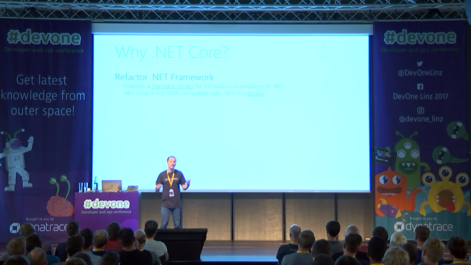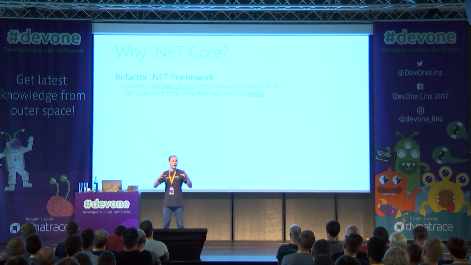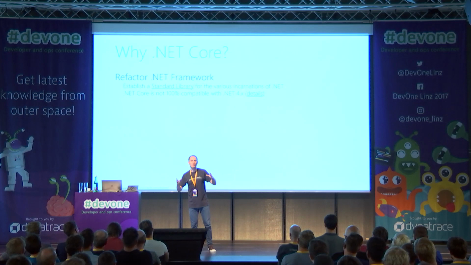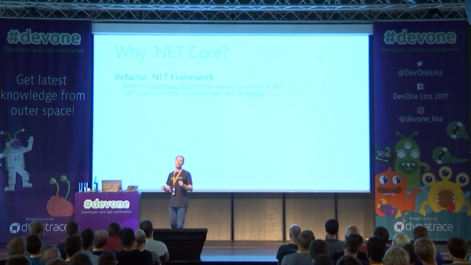Why is that necessary? Well, because we have the cloud. And in the cloud, compute resources are expensive. So we need a tight framework, a small framework. We need not a monolithic framework, but we need a framework that can be stripped down to the needs of your specific application. That's one thing.